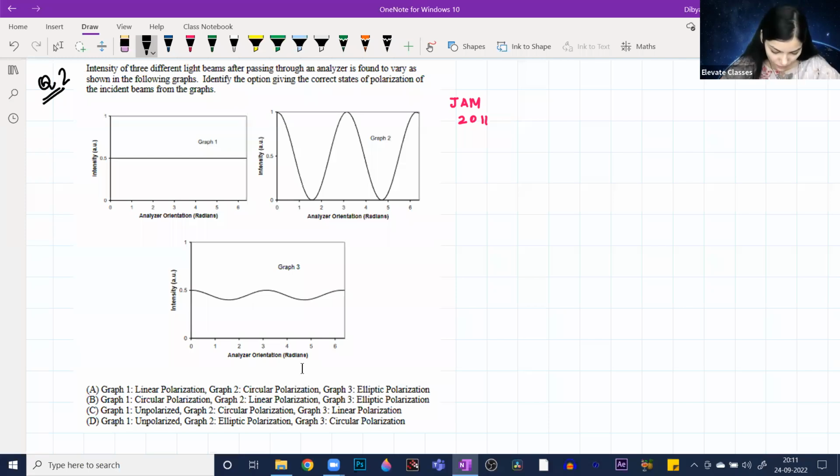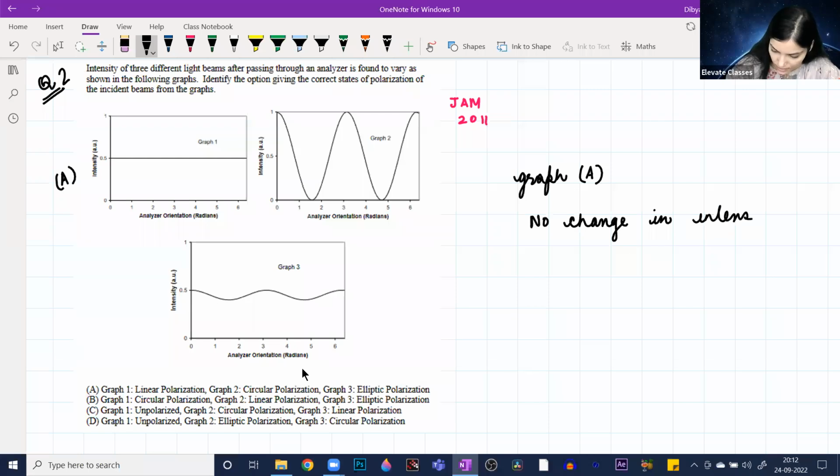So let us look at graph number 1. Okay, so here what is it showing? That I have the analyzer and I'm rotating the analyzer and there is no change happening in the intensity. So if I look at graph A, so this is A, let us say. There is no change in intensity as I am rotating my analyzer, with theta. So what is theta? Theta is the angle by which I'm rotating my analyzer.